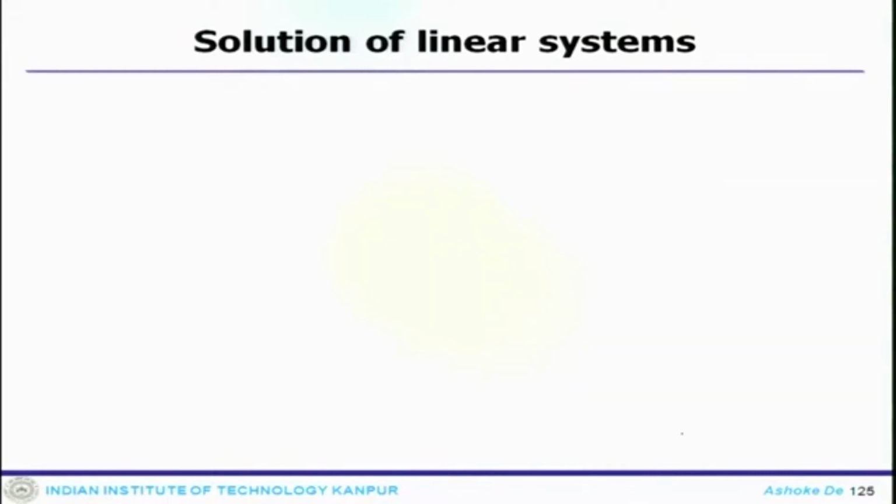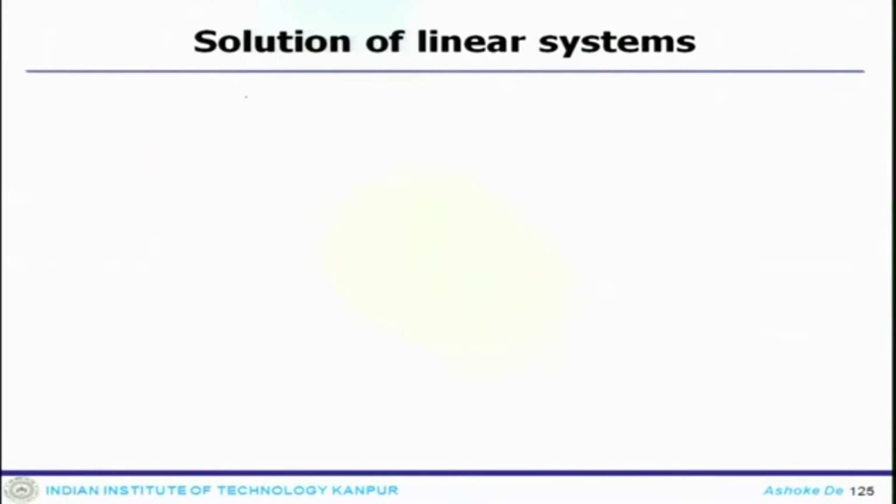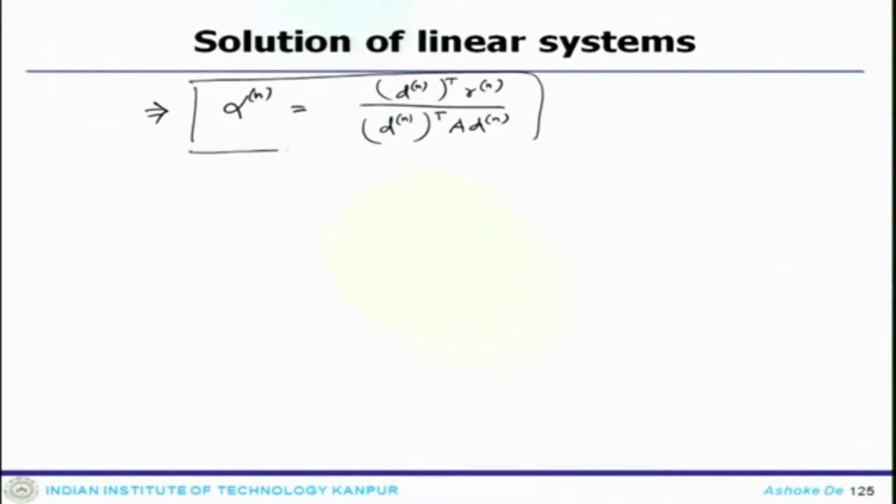Now, which is essentially going to get us alpha n equals to dn transpose Rn divided by dn transpose A dn. So, that is what you get for alpha n.